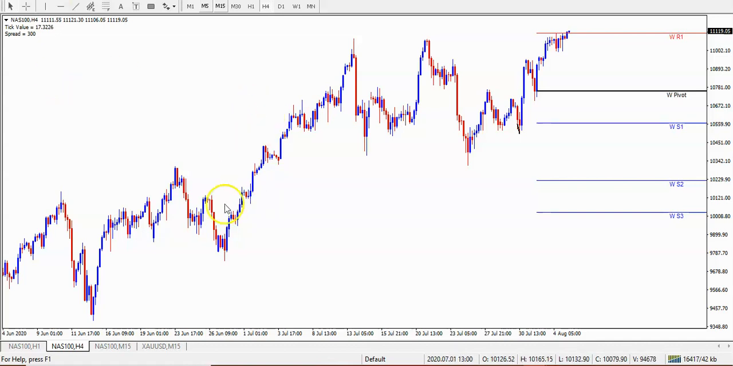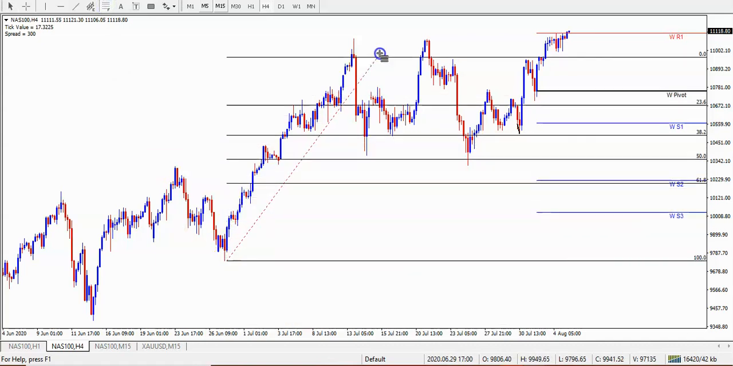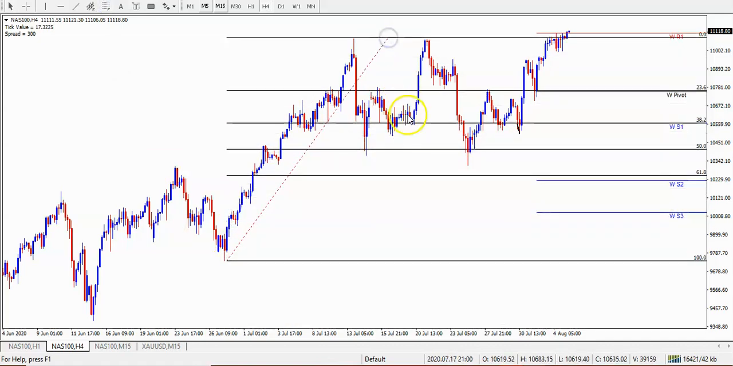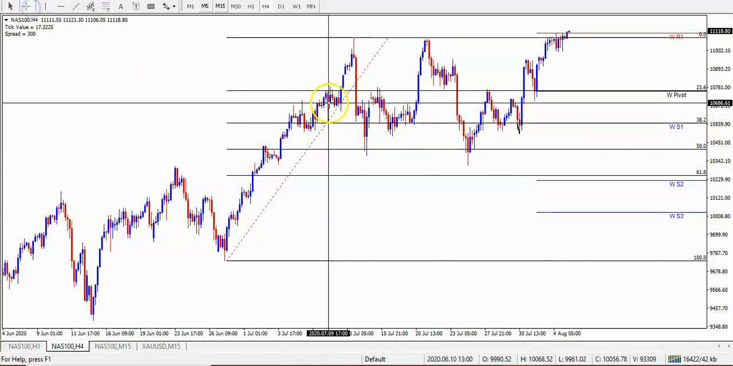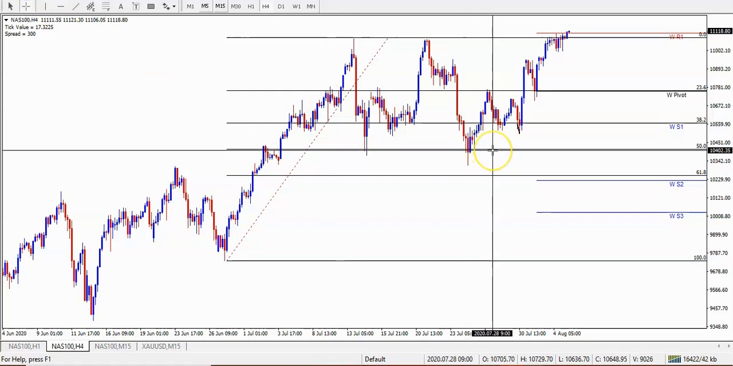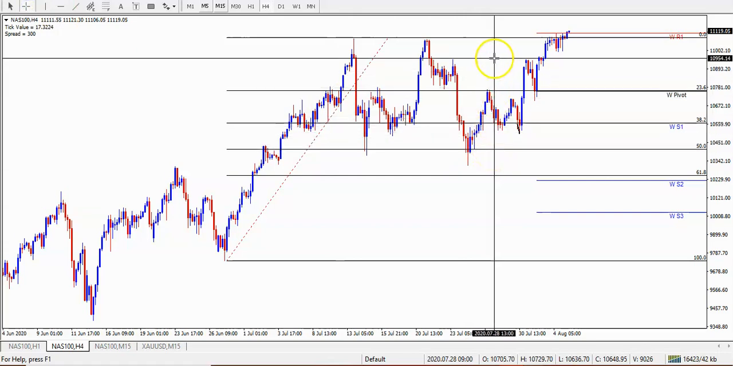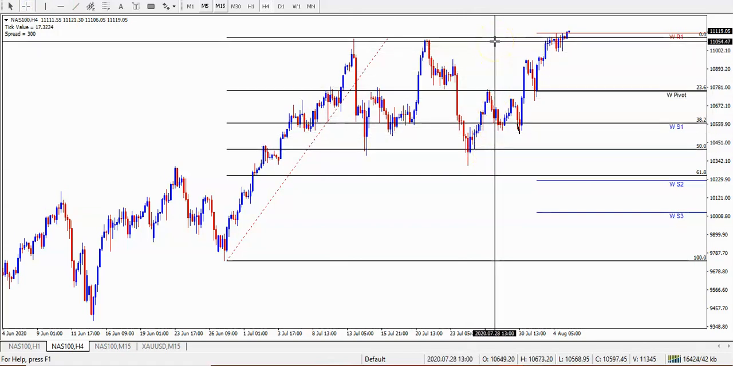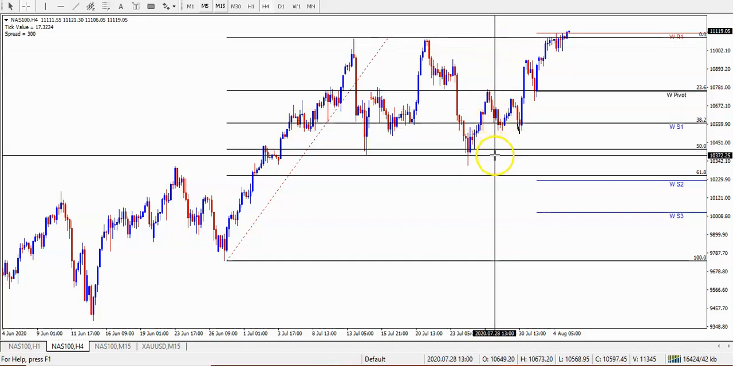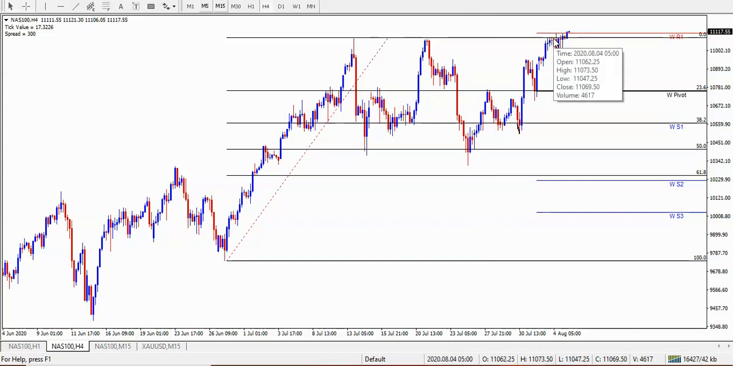So let's start here. Remember last week when I did a video, I told everyone that Nasdaq is gonna move from 10,400 around this area to 11,000 around this area. So we managed to bank 7,000 pips. Oh, that's a lot of pips.